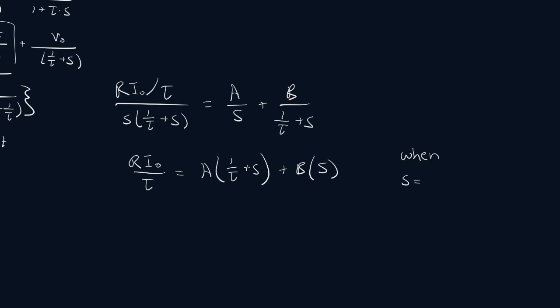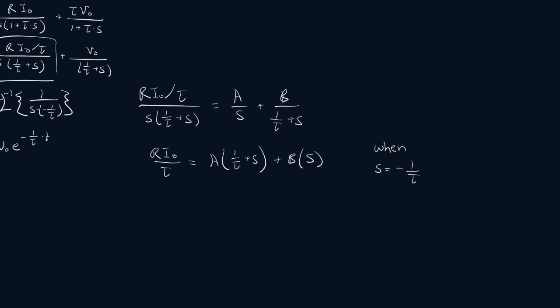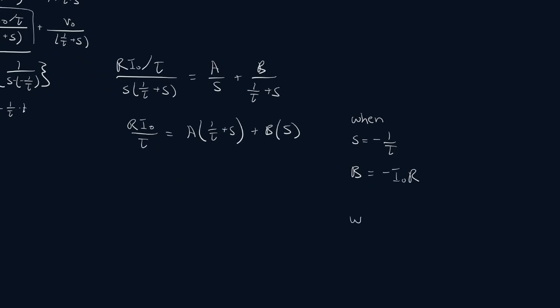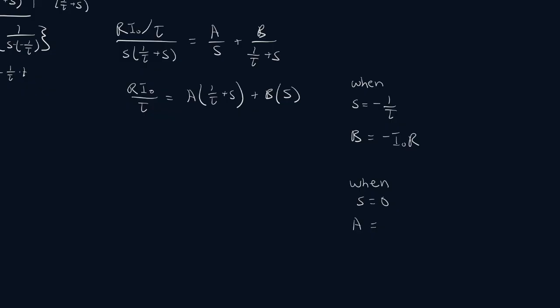Okay, so when S is equal to minus 1 over the time constant, B will be equal to minus IOR or RIO. And when S is equal to 0, A will be equal to RIO or IOR. So we can write A as IOR all over S plus minus IOR all over 1 over tau times time, so 1 over time constant plus S. Now let's get the inverse Laplace of both of these.